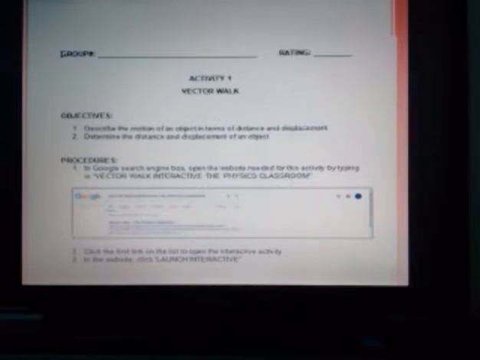Here are the procedures. In the Google search engine box, open the website needed for this activity by typing in Vector Walk Interactive, the Physics Classroom. It seems like this one on the screen. Click the first link on the list to open the interactive activity. Then, in the website, click the Launch Interactive, like this one. And number 4, click Begin Activity.